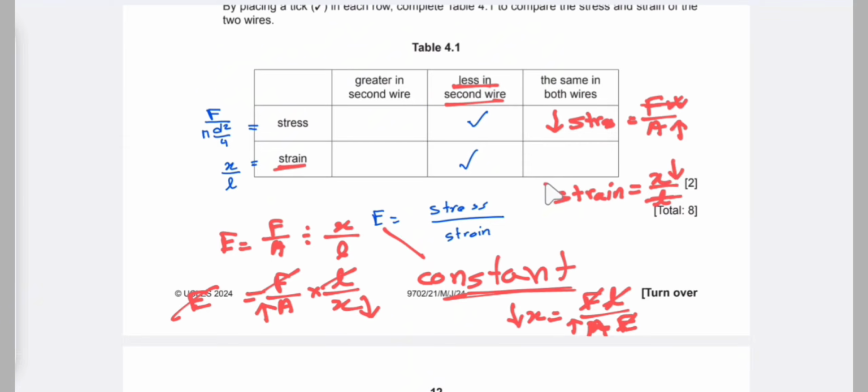Since the extension is less, the strain for the second wire is less.